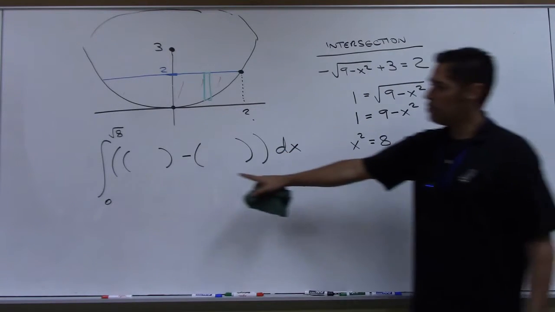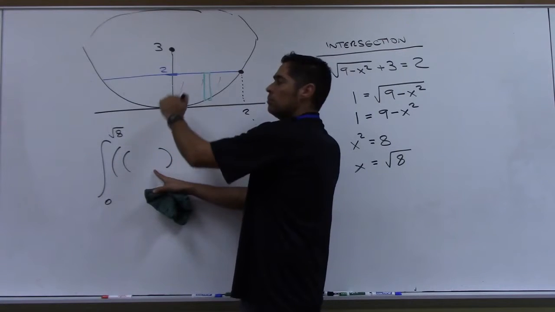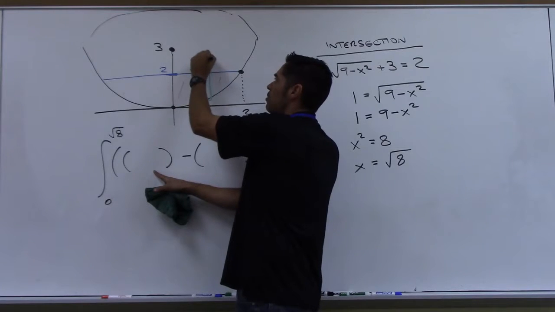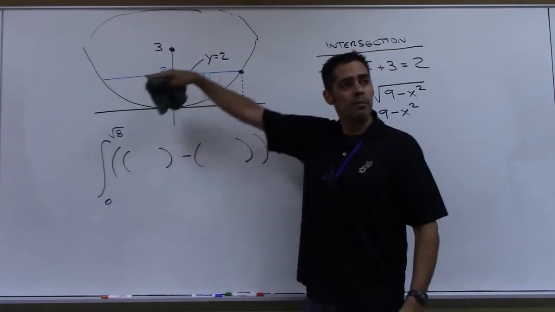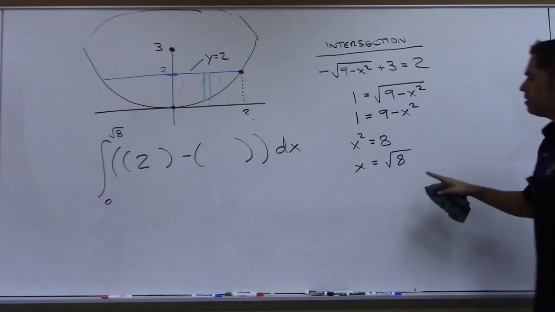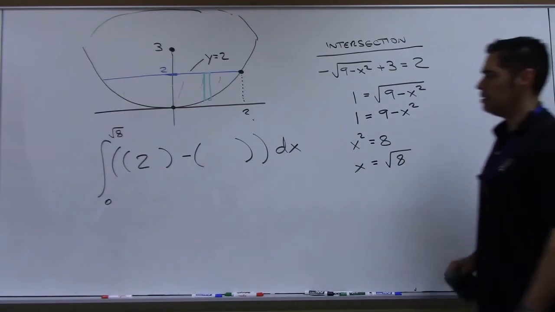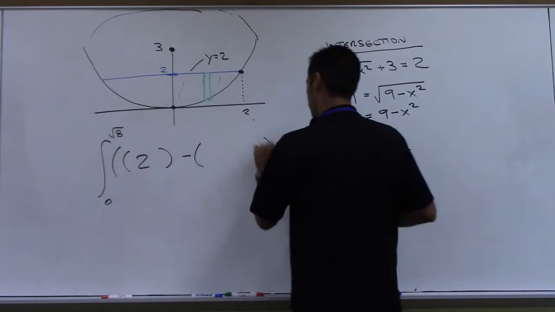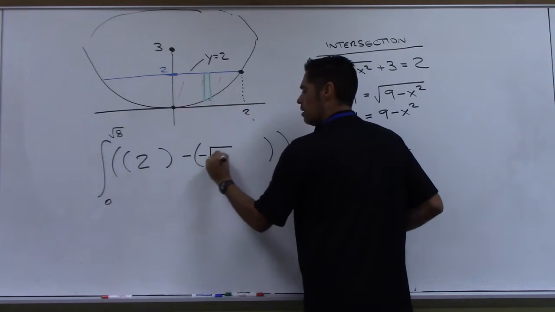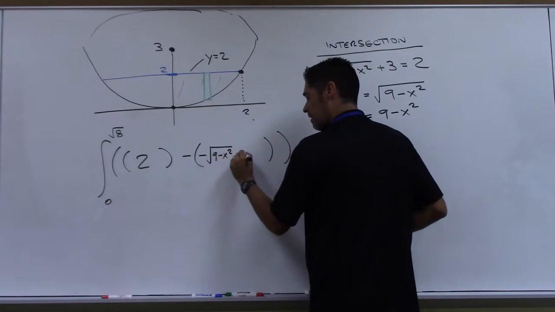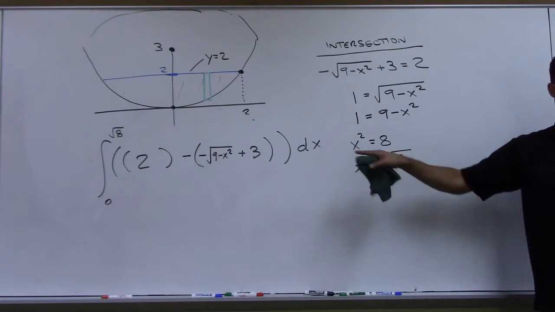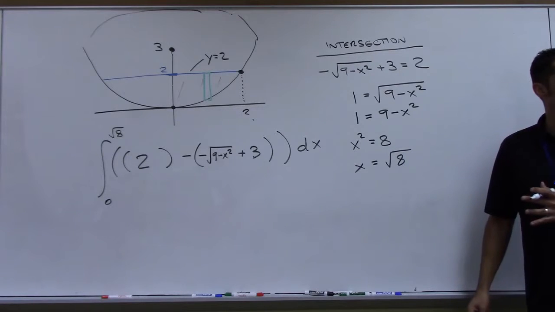The top function we said was what? The constant 2 function, right? That's the function. This line right here is y equals 2, isn't it? Flat line. So that's the top function. Minus the bottom function, which is, I erased it. I need a little more room. What's the bottom function? Negative root of 9 minus x squared, plus 3. If we can integrate that, that's the area of that front piece, right?